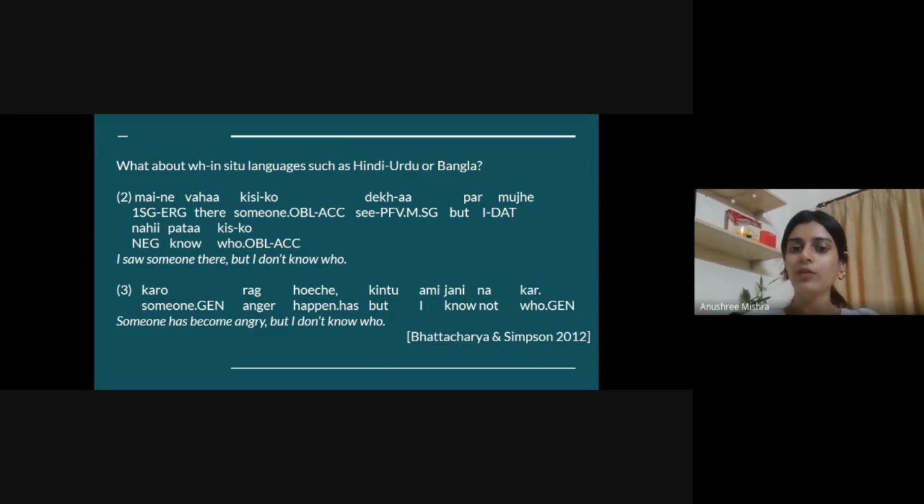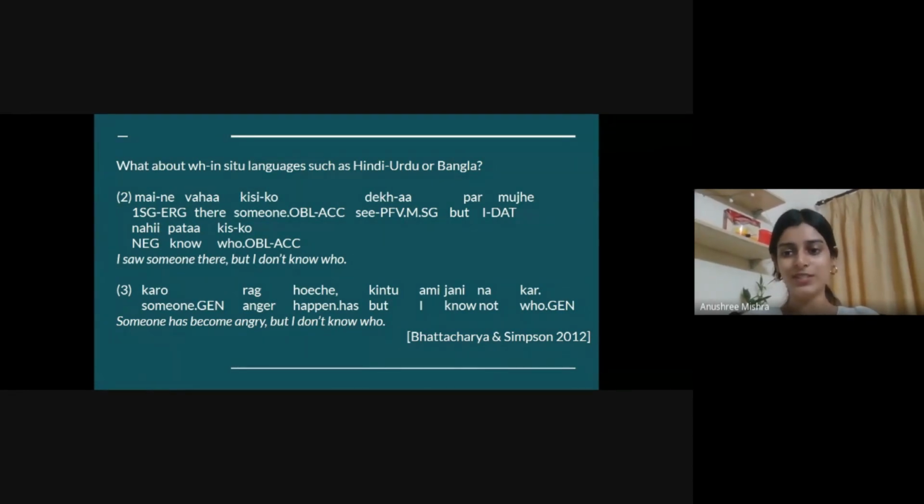Number two is an example of Hindi sluicing. मैंने वहां किसी को देखा पर मुझे नहीं पता किसको. I saw someone there but I don't know who. And three is a sluice in Bangla. Someone has become angry, but I don't know who.